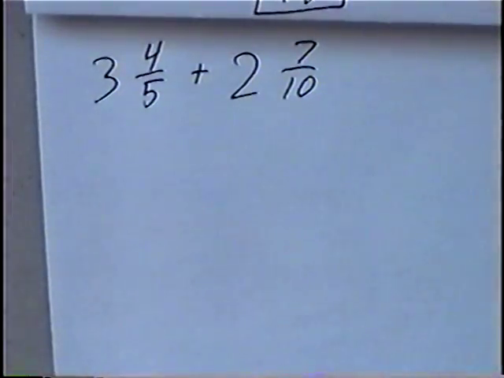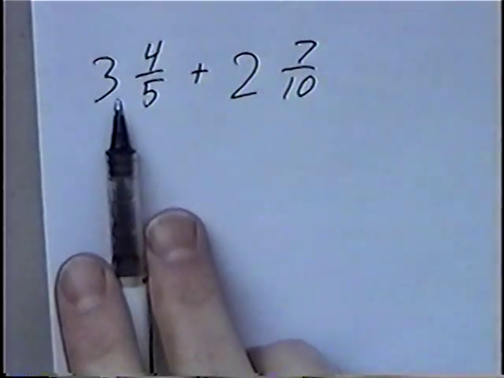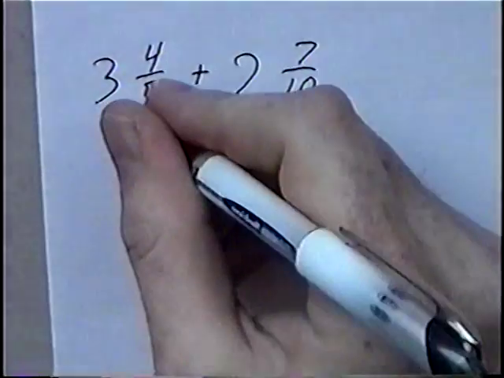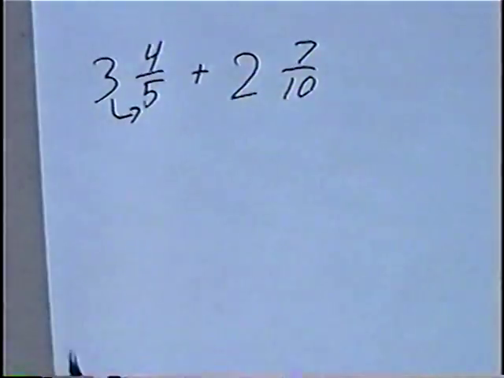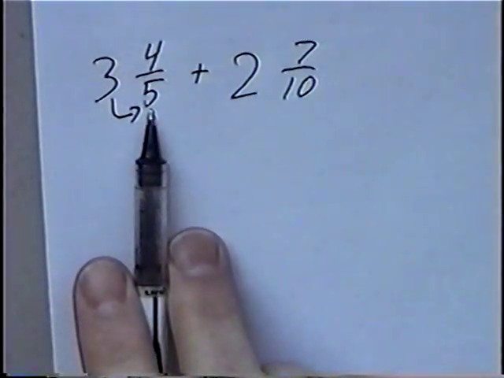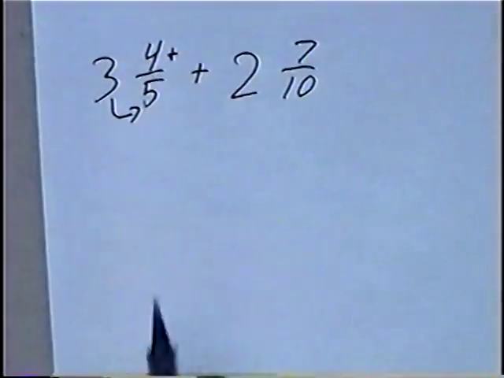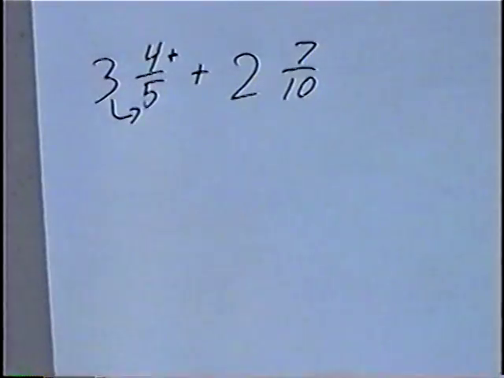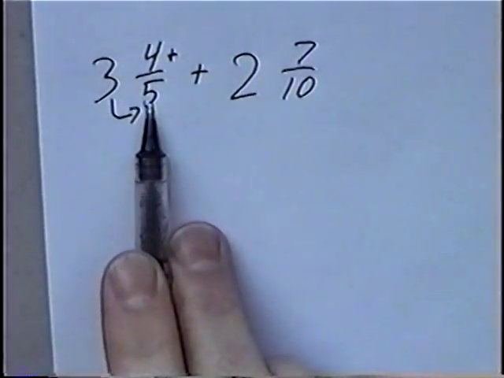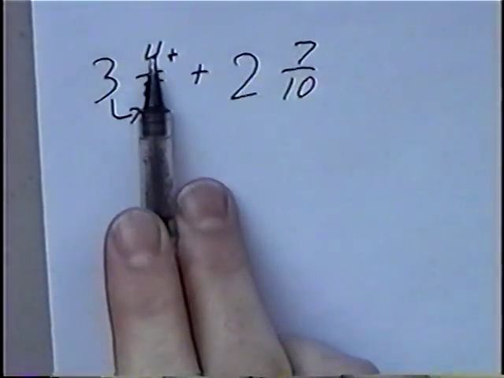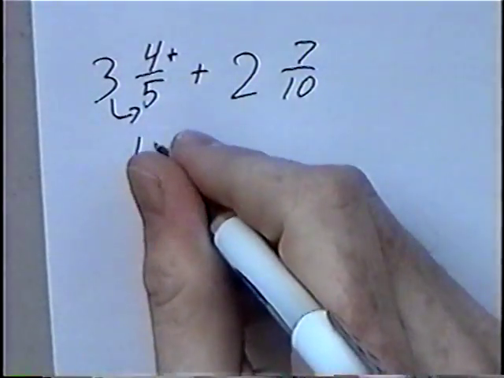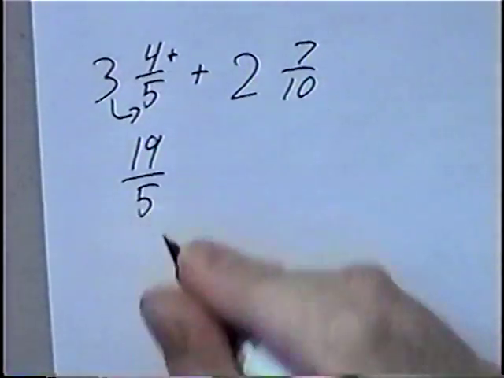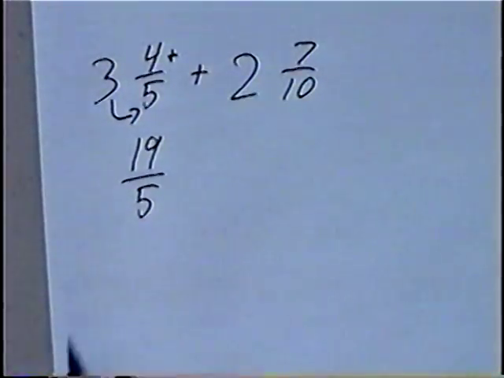If you remember from previous sections, we can change a mixed number into an improper fraction by first multiplying the number times the denominator, and then we'll add the numerator. So 3 4/5 we can change to 3 times 5, which is 15, plus 4 more would be 19, and the denominator would stay the same. So 3 4/5 is the same as 19/5.